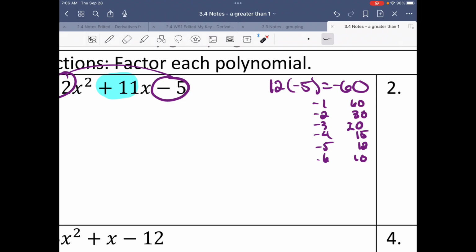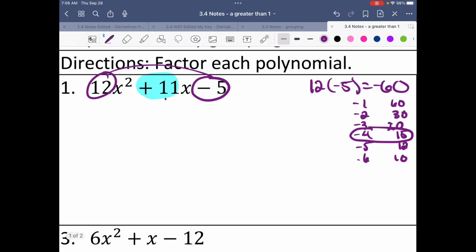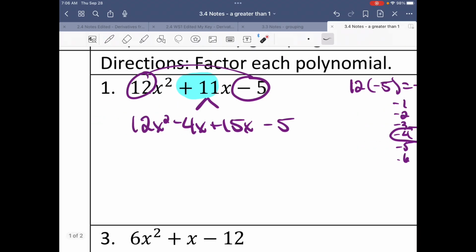Now I'm looking at each of these pairs, negative 1 and 60, negative 2 and 30, and so on, and I need to find a pair that adds to be positive 11. So that's your negative 4 and your 15. We still break it up: negative 4x, positive 15x, bring down that negative 5 and that 12x squared. Remember, this is still just 11x. It's just broken up into two pieces.